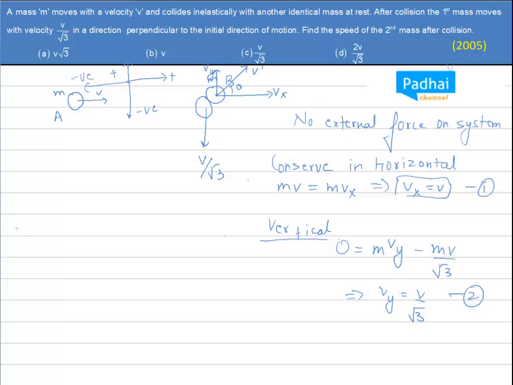So the speed is given by the square root of Vx square plus Vy square, basically squaring and adding both the components, which will be equal to the square root of V square plus V square by 3, which will be equal to 2V by root 3. This will be the velocity. So that means option D is correct.